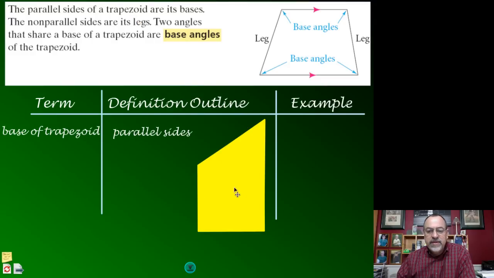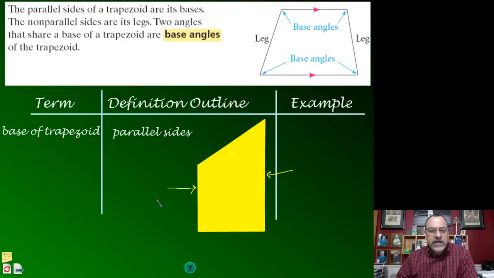So this is the base here, and this is the base, even though it's drawn sideways. The base doesn't change based upon how the figure is drawn. The bases are the bases because by definition, the parallel sides are the bases. So just be aware of that.